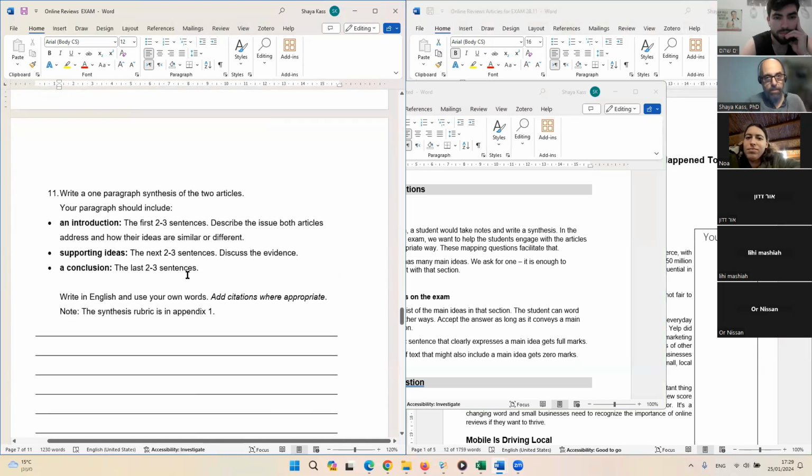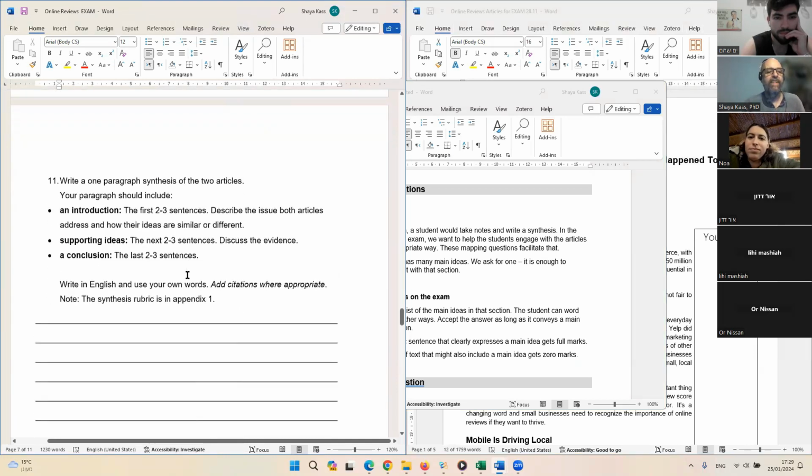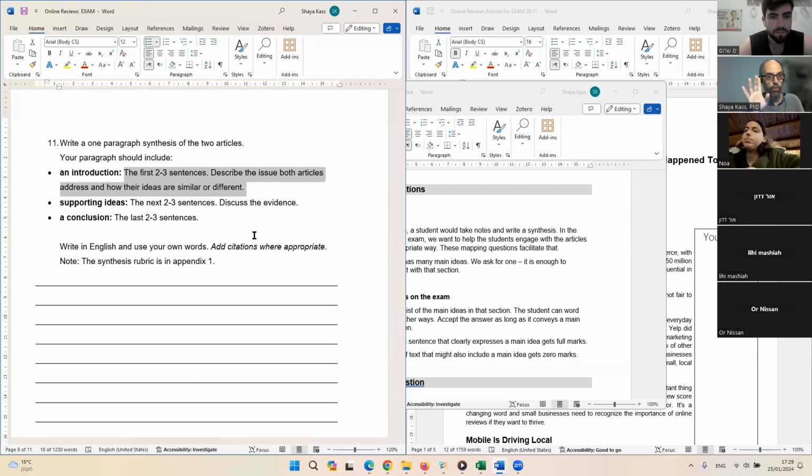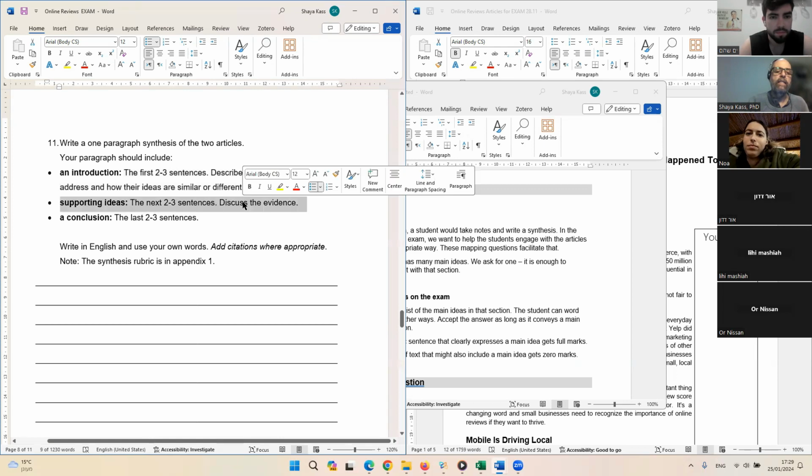And now comes the hard part. You have to write a one-paragraph synthesis of the two articles. And we tell you, just like I said in the PowerPoint, the first 2 or 3 sentences describe the issue. What's similar, what's different. Now, if you ask me, you only need 1 or 2 sentences for this. And then the next 2 or 3 sentences give the evidence from the 2 articles.